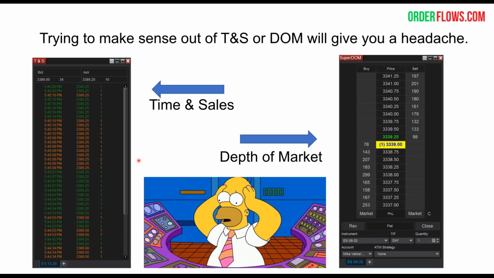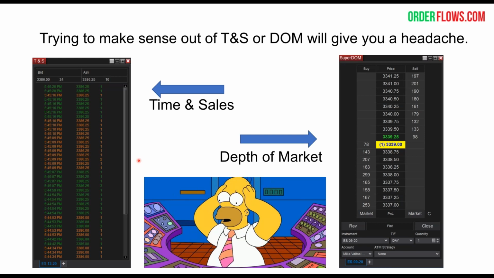Now, a lot of people tell you order flow is about reading the time and sales or reading the depth of market, the price ladder. But honestly, trying to make sense of the time and sales, you can't. It moves too fast for most people. I'll say pretty much everybody, it just moves too fast. And there are a lot of small trades that really confuse you.